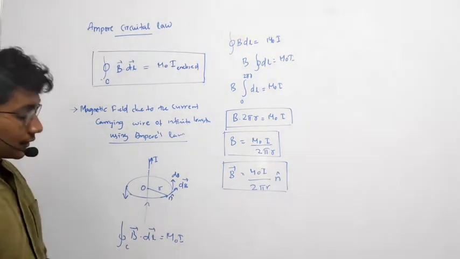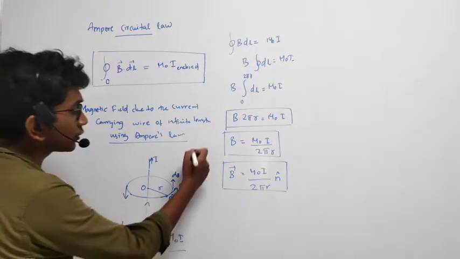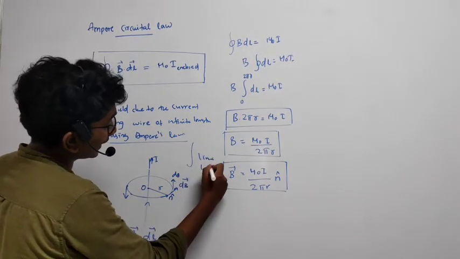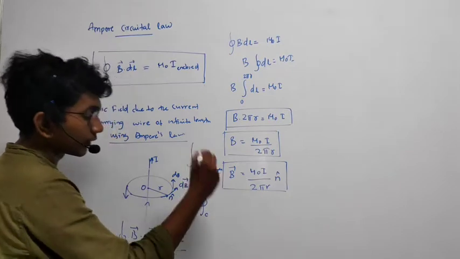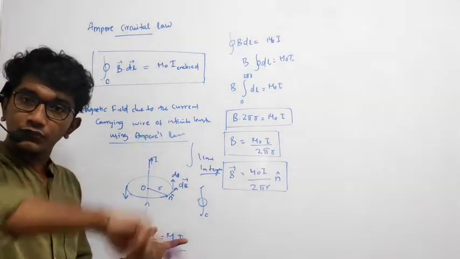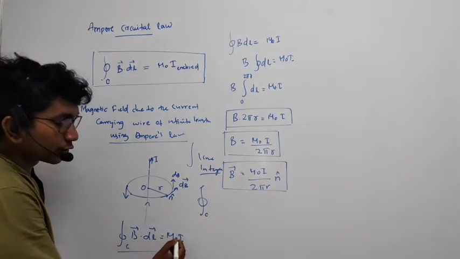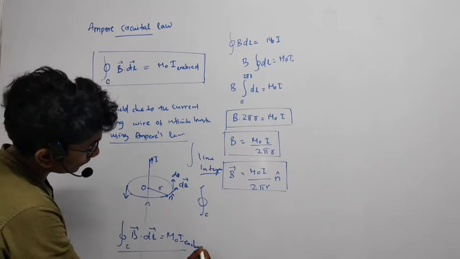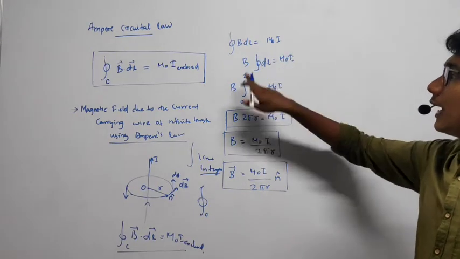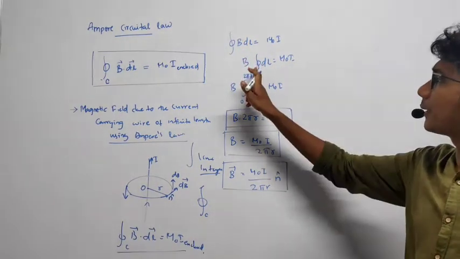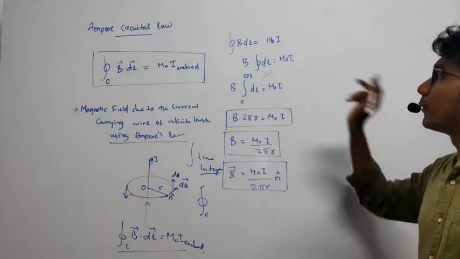Again, substitute the value: closed integral B dot dl. What is the meaning of closed integral? This is a line integral, and if the line is a closed curve, then we use this symbol, the closed line integral over a closed curve. So closed integral B dot dl is equal to mu 0 I enclosed, which is mu 0 into I. B is constant, so we can take it outside: B into integral dl is equal to mu 0 I.